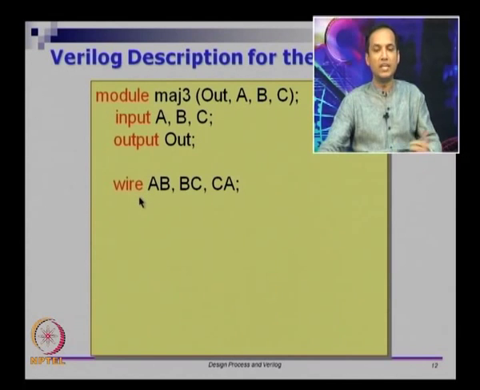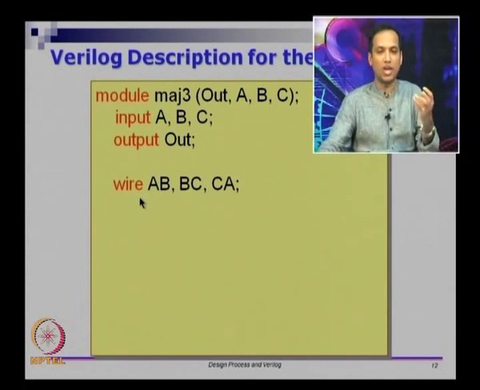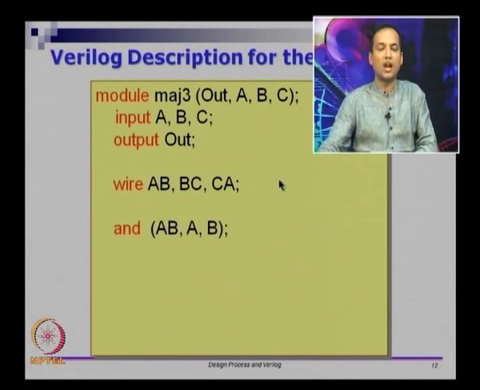Then we needed 3 intermediate nodes. The gate which does AB will need a wire, the gate which does BC will need a wire, and the gate which does CA will need a wire. So we need 3 wires AB, BC and CA. These are the intermediate nodes, and now I am ready to do how to get these individual components.